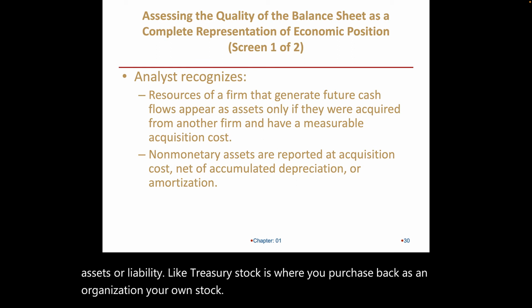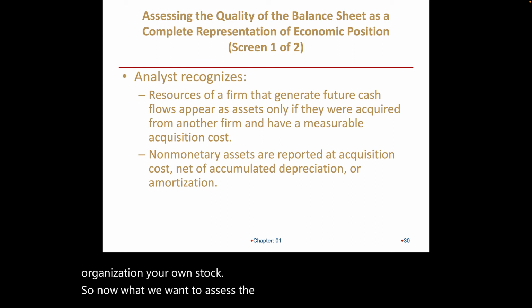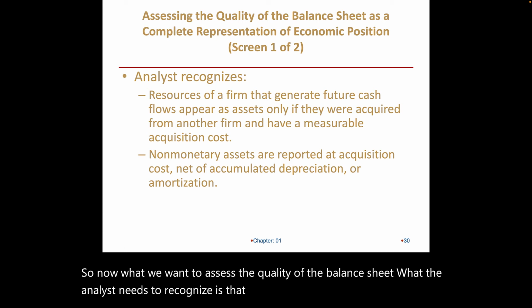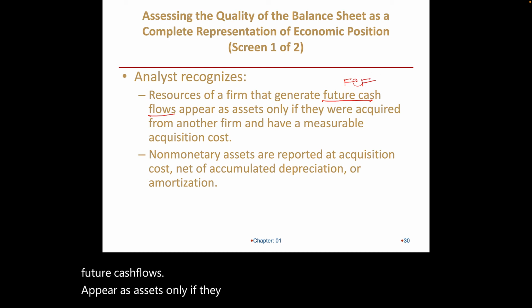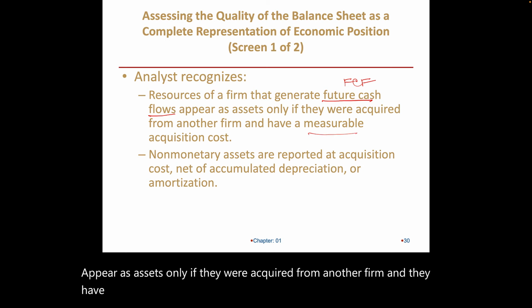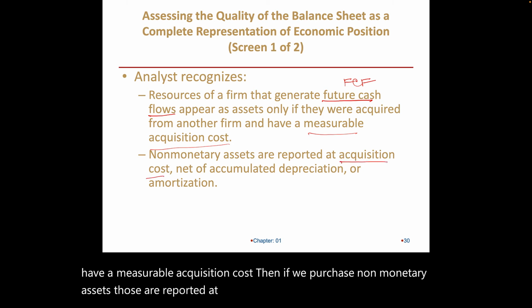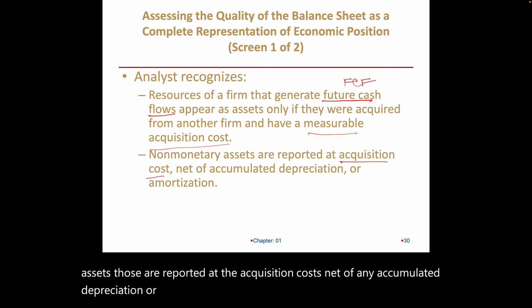So now when we want to assess the quality of the balance sheet, what the analyst needs to recognize is that the resources of the firm that generate future cash flows appear as assets only if they were acquired from another firm and they have a measurable acquisition cost. Then if we purchase non-monetary assets, those are reported at the acquisition cost, net of any accumulated depreciation or amortization. So these are two different ways in which we value our assets on the balance sheet.